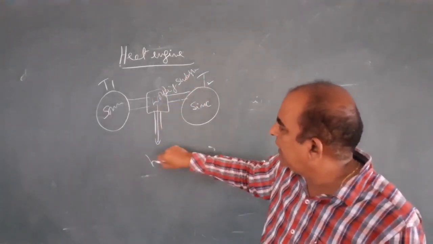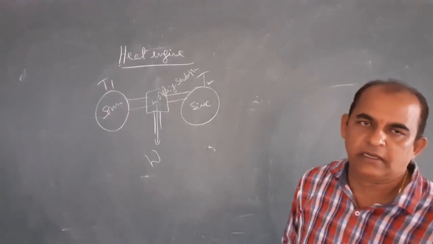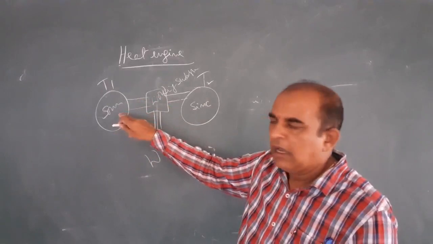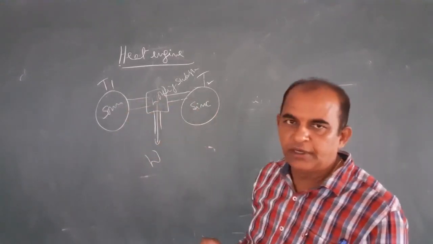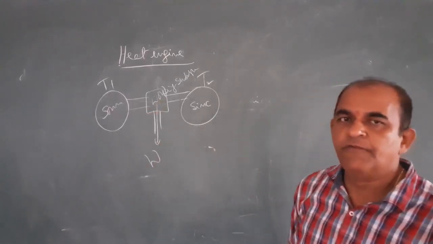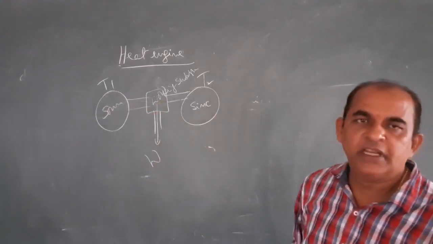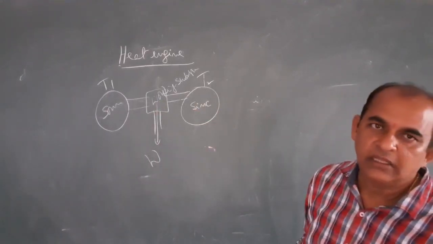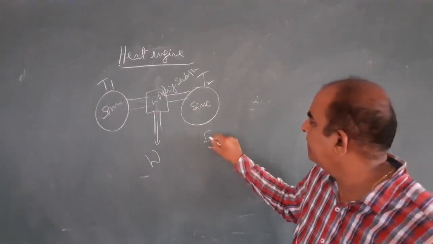The substance can produce work done. It can generate some work. When heat energy is transferred from high temperature to low temperature through the working substance, it can do some work. This is the principle of heat engine. Then how much work is it producing? That is called efficiency.